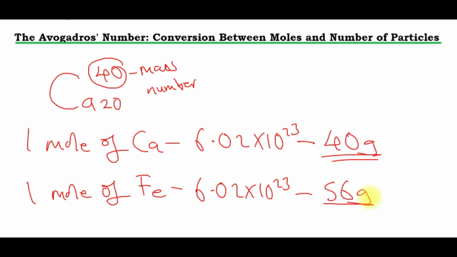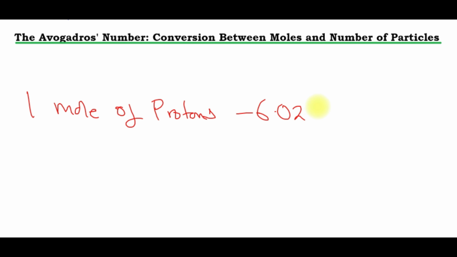All right. The Avogadro's number can also be used on subatomic particles like protons, neutrons, and electrons. So if I have 1 mole of protons, that means I have 6.02 by 10 to the power 23 protons.